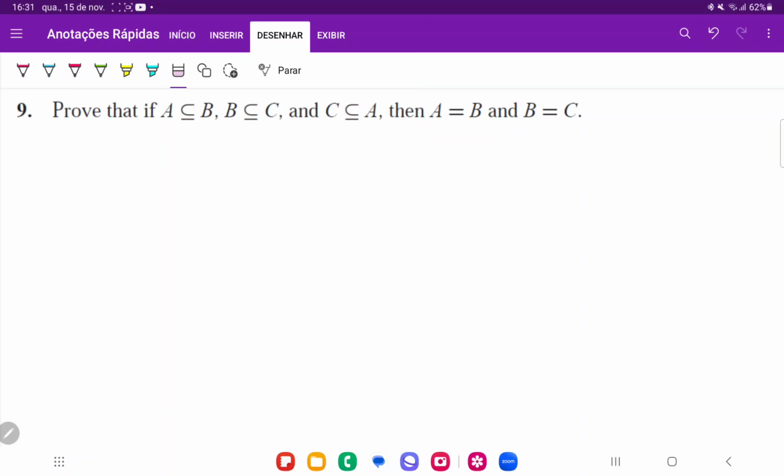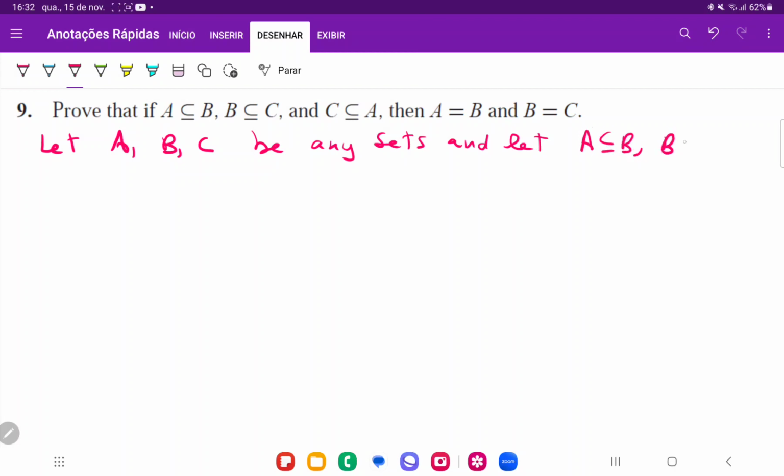So we're going to say, let A, B, C be any sets, and let A be a subset of B, B be a subset of C, and C be a subset of A. So we're just supposing that A is in B, B is in C, and C is in A, right? So our first mission is going to be to show that B is contained in A.